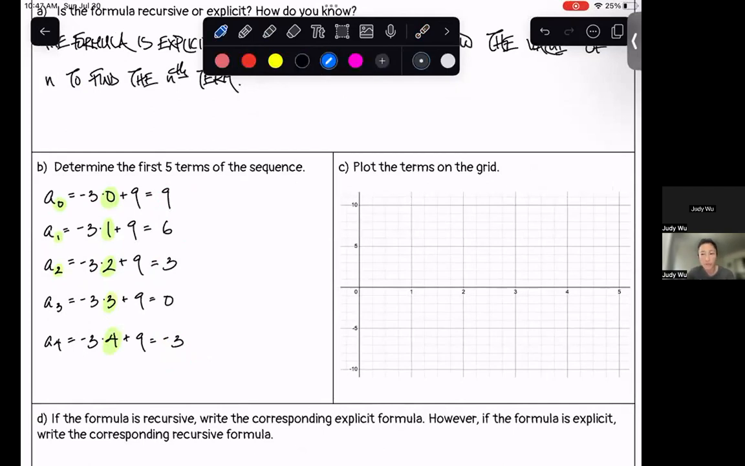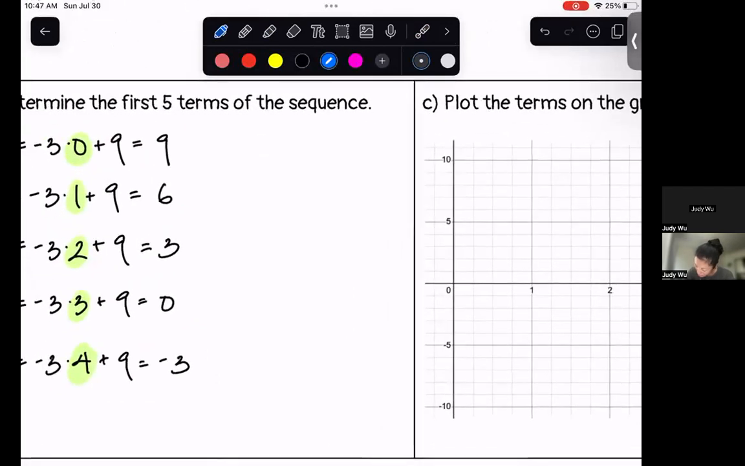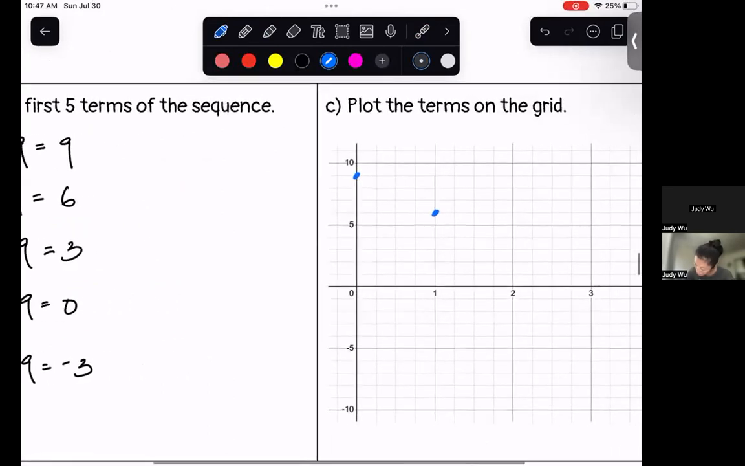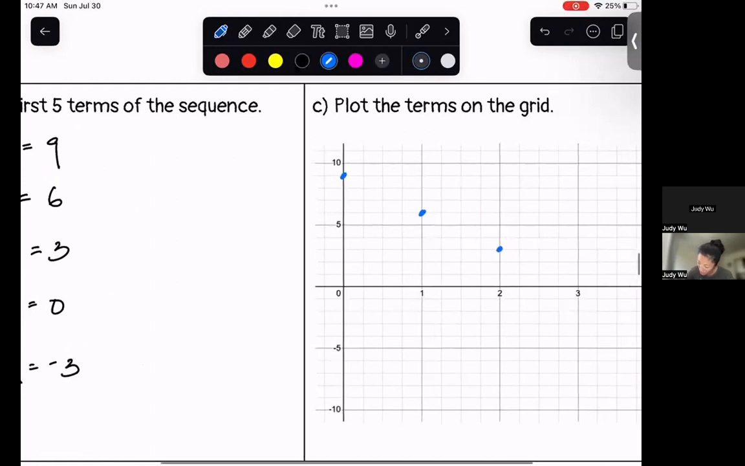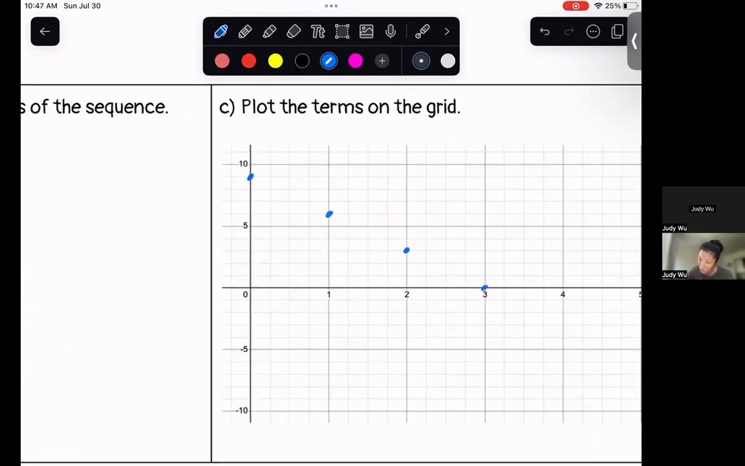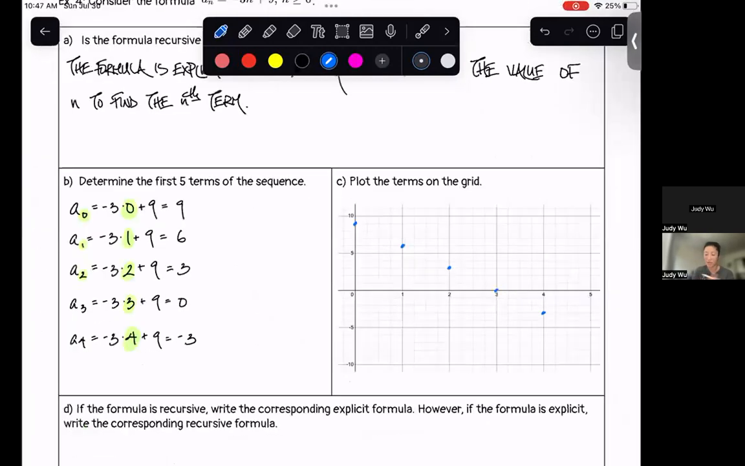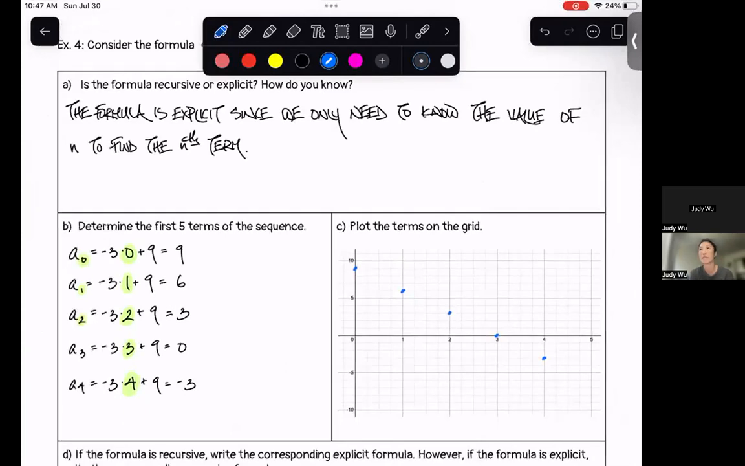I'm going to do them in blue just so we can see them a little bit better. But our first point is at 0, 9. Our next point is at 1, 6, and then 2, 3, and 3, 0, and then 4, negative 3. Now this might look suspiciously like some things we talked about at the very beginning of the summer, right? We looked at mapping diagrams and tables and we plotted things.